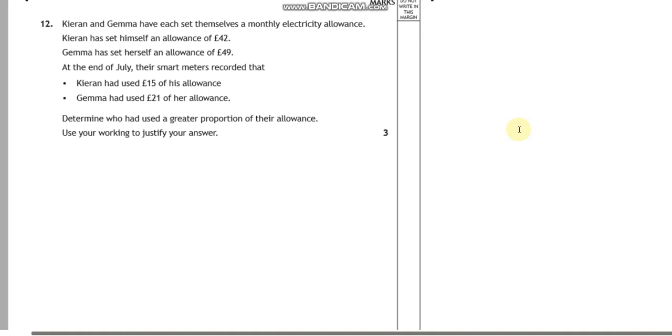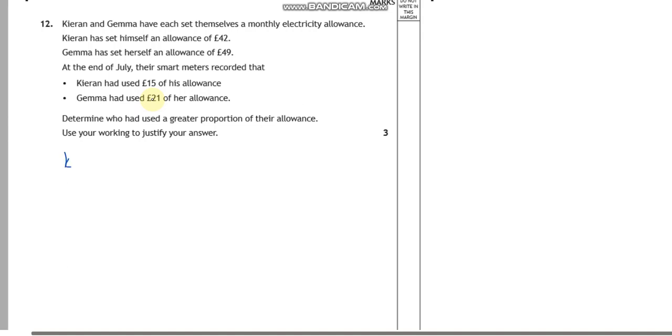So Kieran and Gemma set themselves a monthly electricity allowance. Kieran sets himself £42 and Gemma sets herself £49. At the end of July, their smart meter recorded that he used £15 and she used £21. Who used a greater proportion of their allowance?